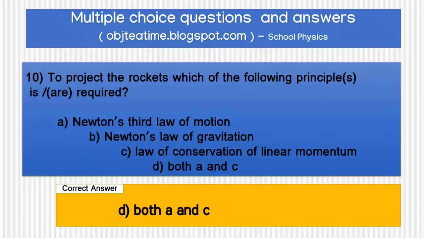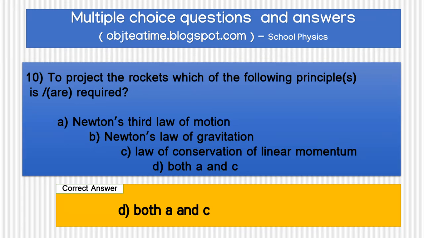Question number 10. To project the rockets, which of the following principles are required? Option A, Newton's third law of motion. Option B, Newton's law of gravitation. Option C, law of conservation of linear momentum. Option D, both A and C.